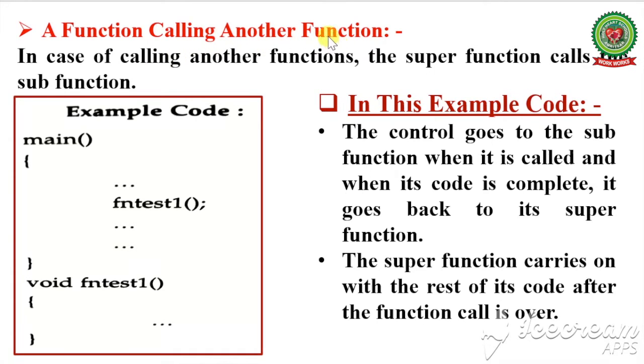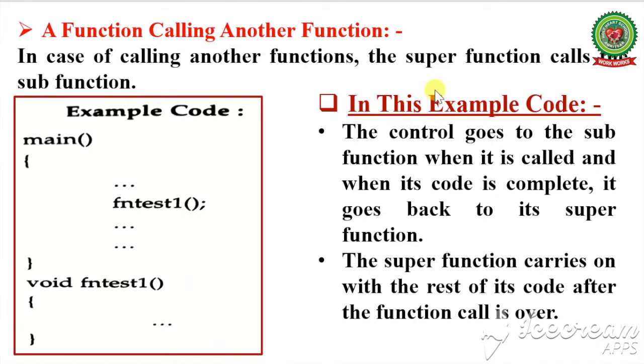The next topic is a function calling another function. We had done in the previous chapters that a function can be called from another function. The function that calls the another function is known as superfunction, and the function which is called is known as subfunction. So this is the example code. This is the main method in which a function is there, named fn test1, and after main method we have declared this function with its definition. This is known as function definition and this is known as function call.